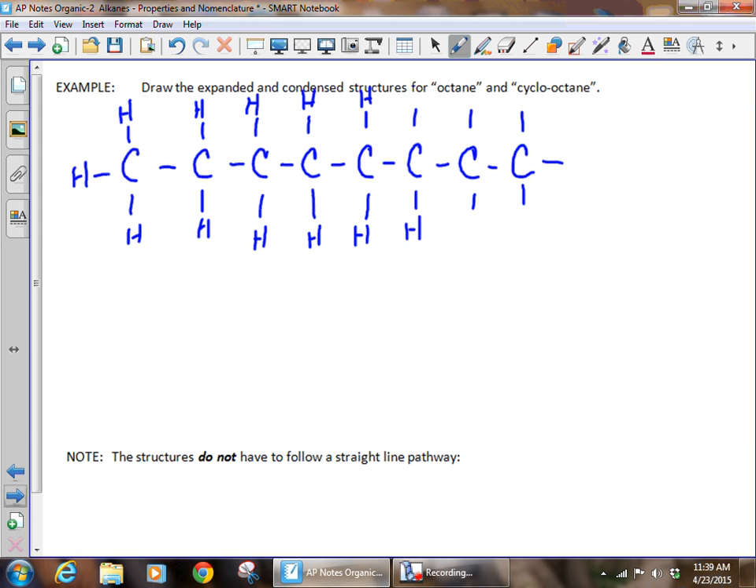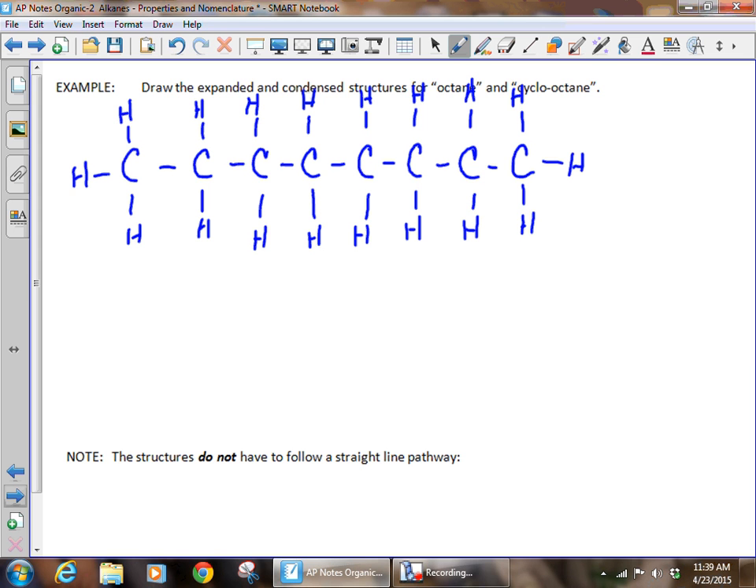Keep in mind that these lines can always be substituted with 2 dots, pairs of electrons. I never write it that way, but if you saw it that way, don't let it freak you out on the AP test. So there's the expanded structure.